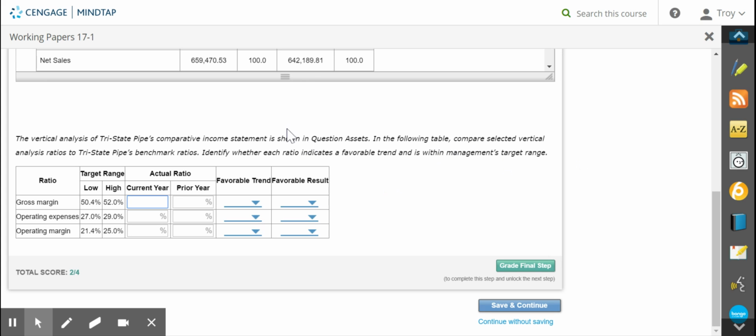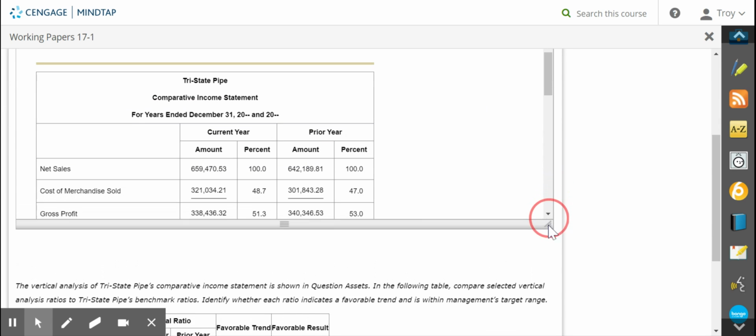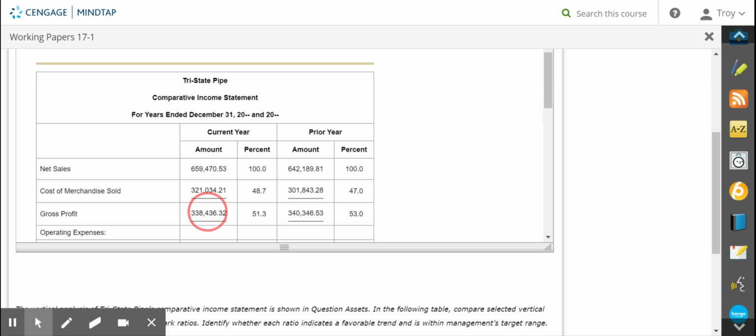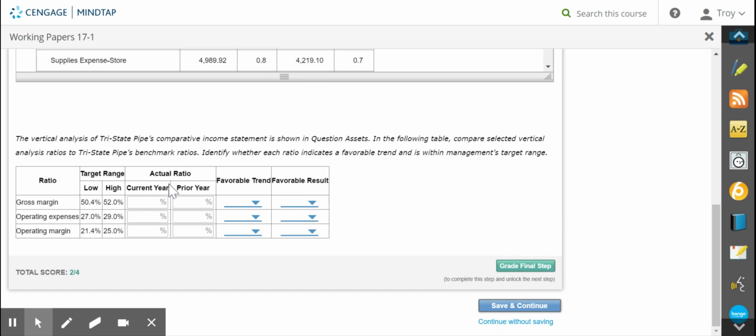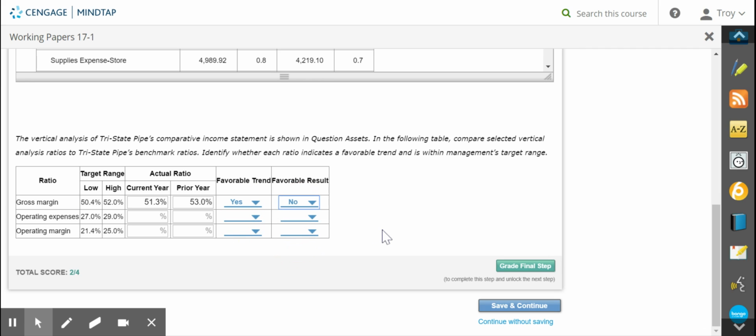So your gross margin is going to be, where to go? Scroll down just a little bit. That's going to be right here. Your gross profit is your gross margin. So you're going to get the 51.3 and the 53% are going to be what you're going to throw in right here. So 51.3 and 53. Favorable trend. Well, obviously you're in between that 50 and the 52 for right there. So that's yes. And then this one's no because it's not in the range.